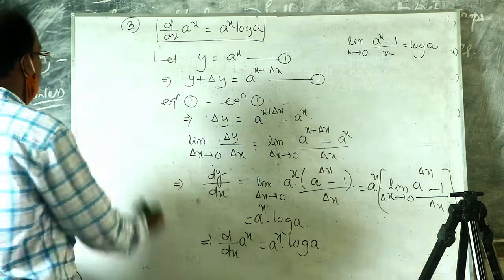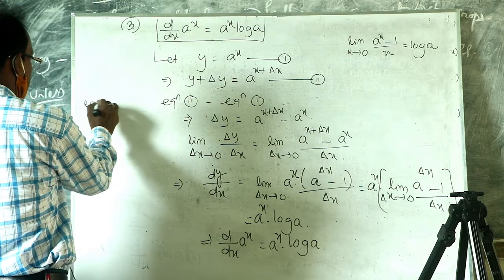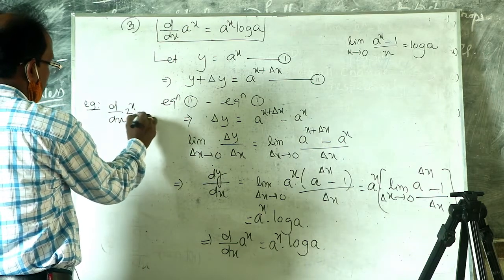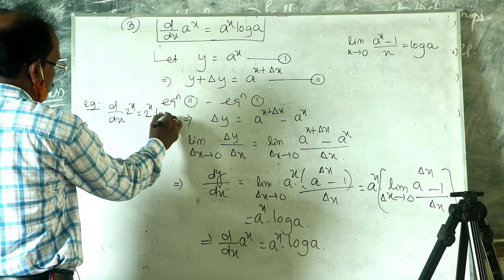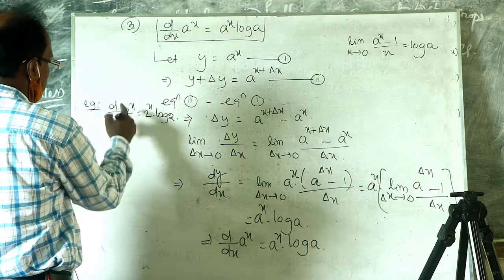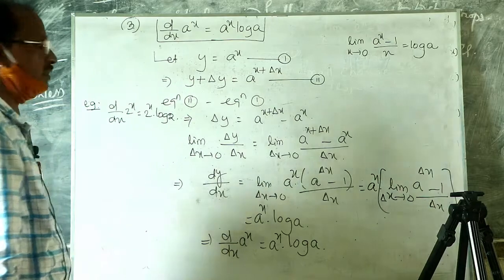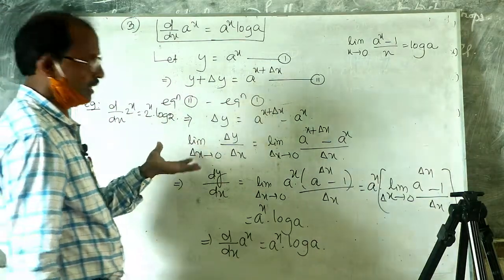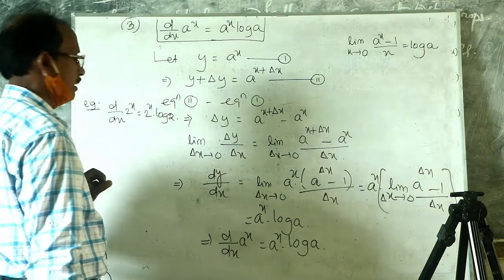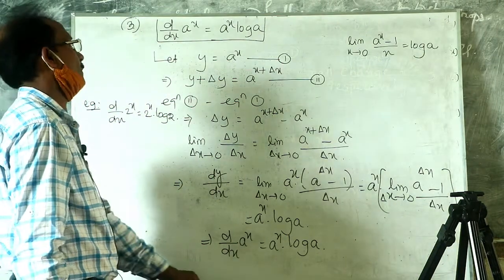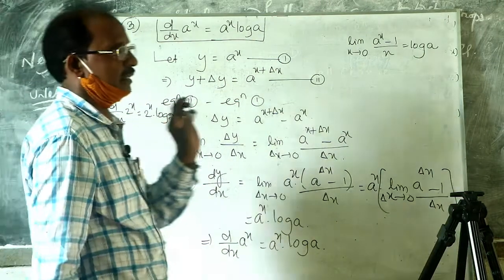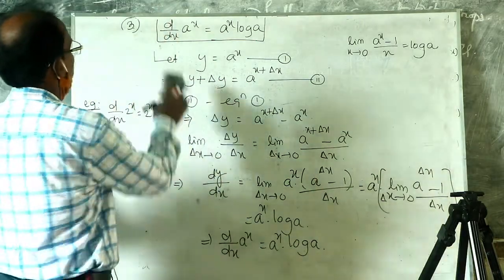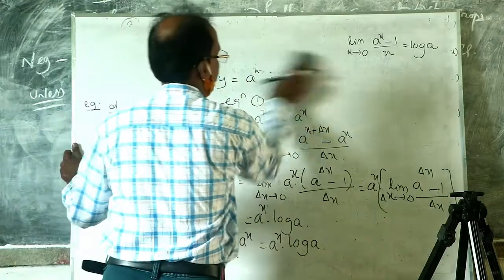Using this formula, for example, the derivative of 2 to the power x is equal to 2 to the power x into log 2. The derivative of 3 to the power x is equal to 3 to the power x into log 3. The derivative of alpha to the power x is equal to alpha to the power x into log alpha, like this. Then we shall prove the next formula, the derivative of log x.